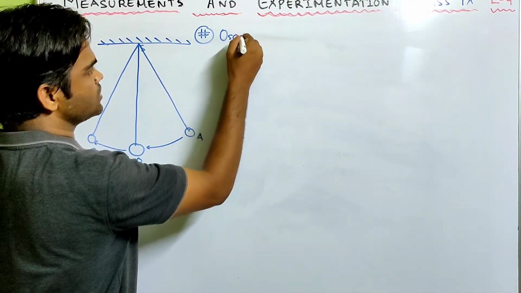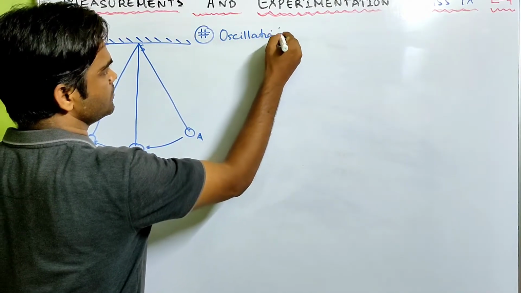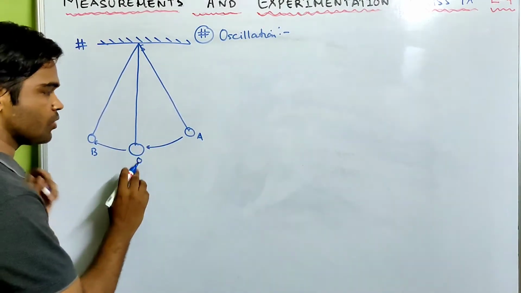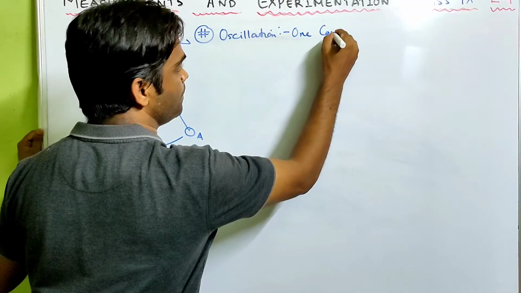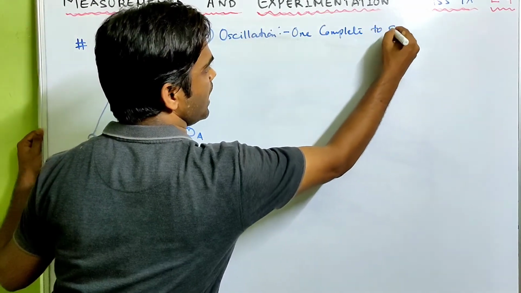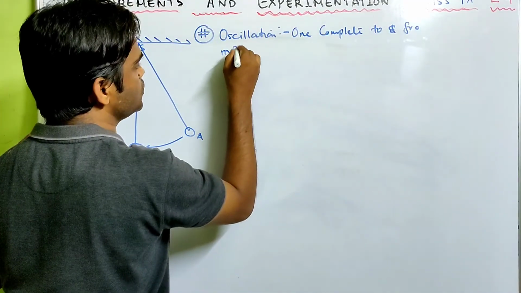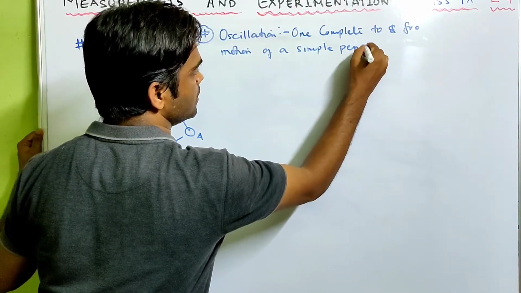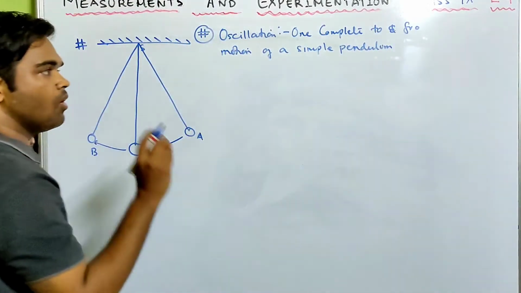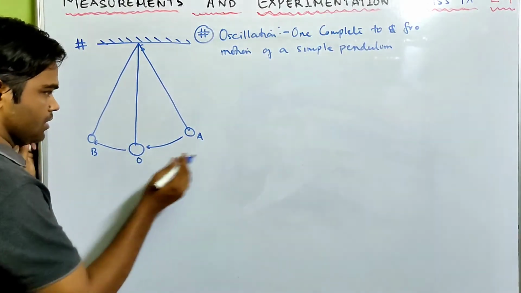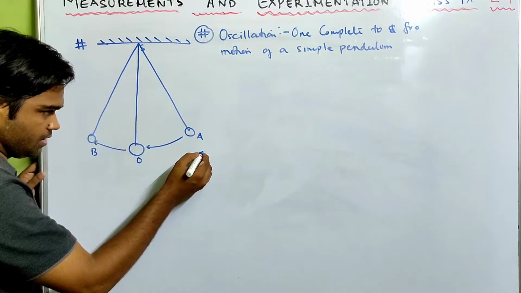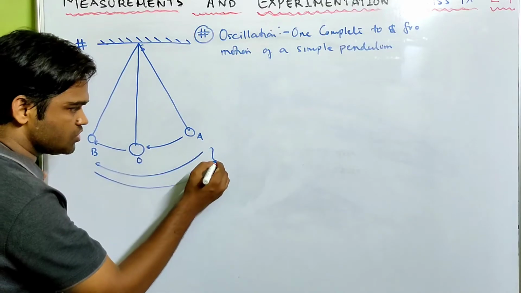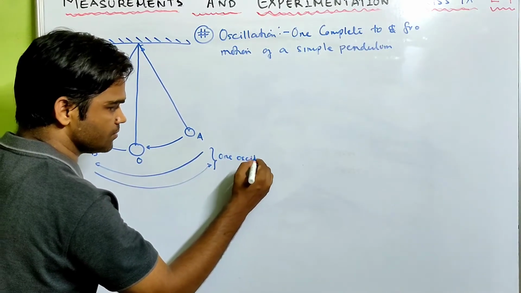Now, over here, what do you mean by oscillation? One complete to and fro motion of a simple pendulum is known as one oscillation. For example, suppose you start from A, then it goes from A to B and back to A. This is my one oscillation.